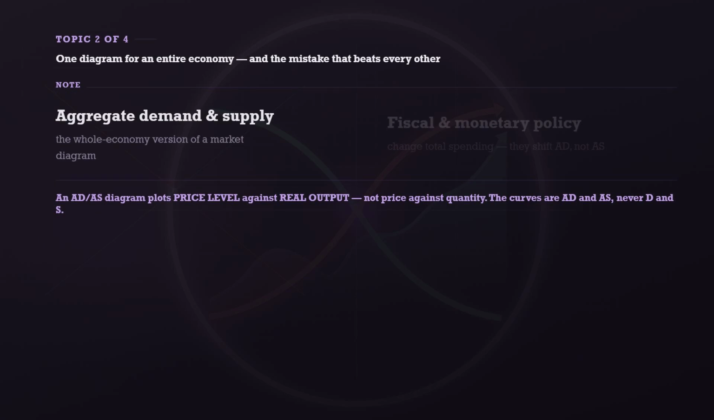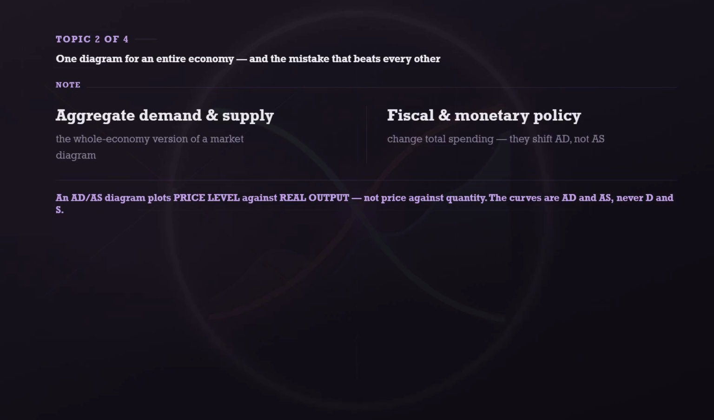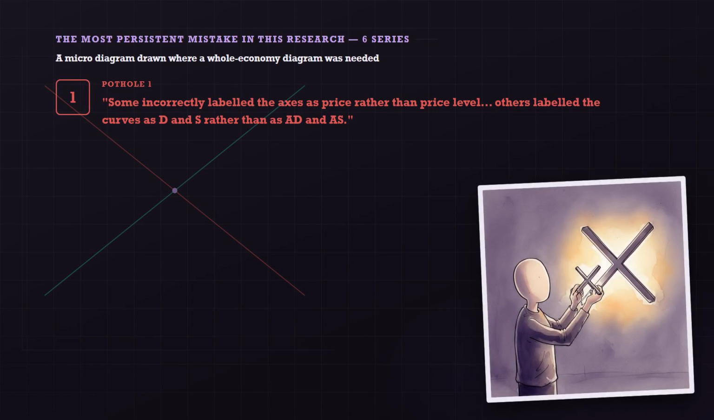A single market has its own demand and supply curves. An entire economy needs its own diagram entirely. Aggregate demand and aggregate supply. And one mistake here trips up more candidates than any other single confusion found anywhere in this research. Here's the most persistent mistake found in this entire research pass, corroborated independently across 6 separate examination series.